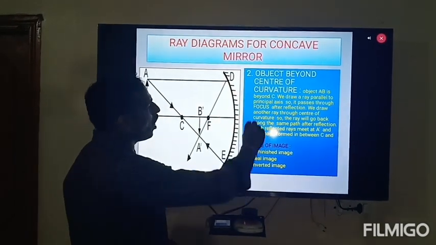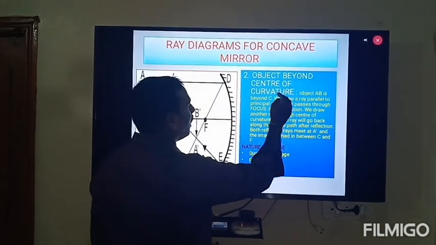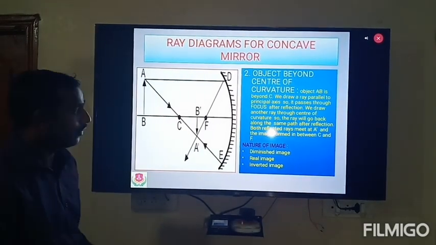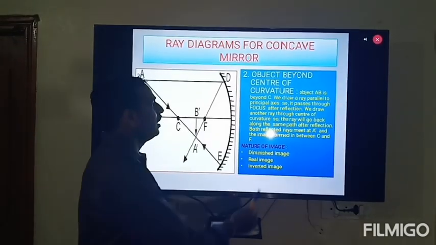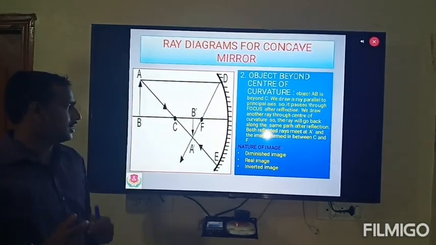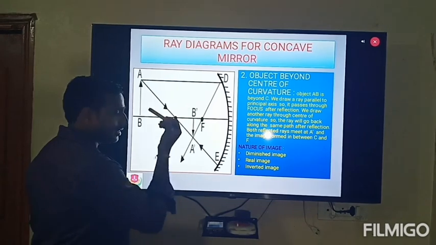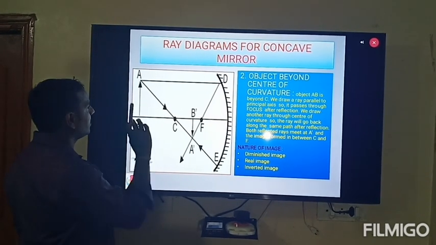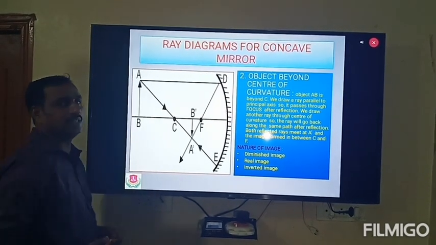When we keep the object beyond the center of curvature. In this case, where are we placing the object? Beyond the center of curvature, means just before the center of curvature. See here, this is the center of curvature. Behind the center of curvature, the object AB is placed.